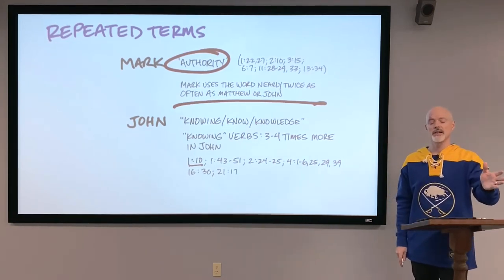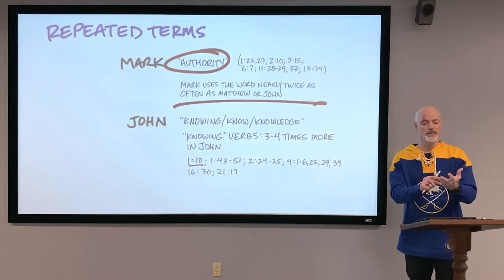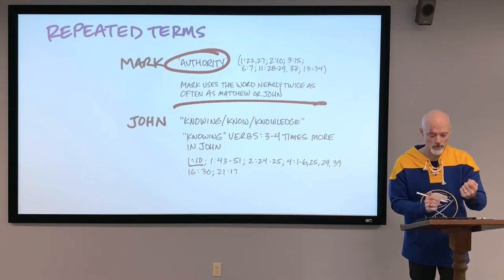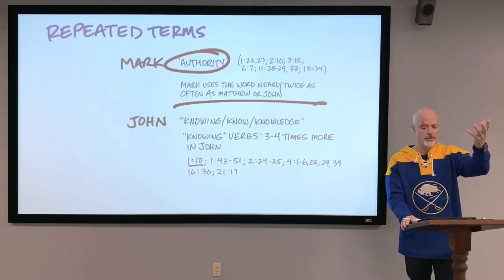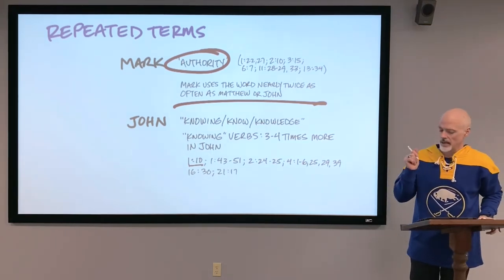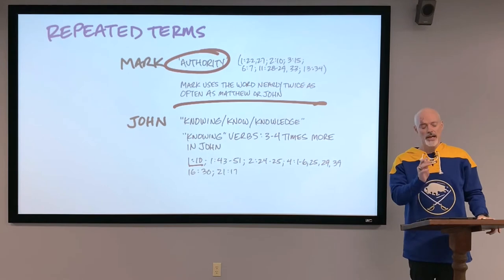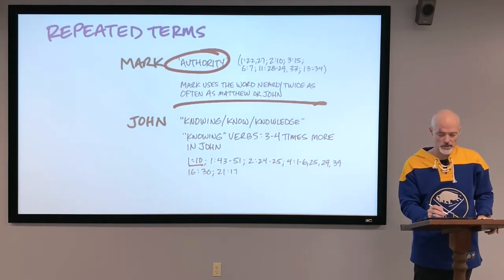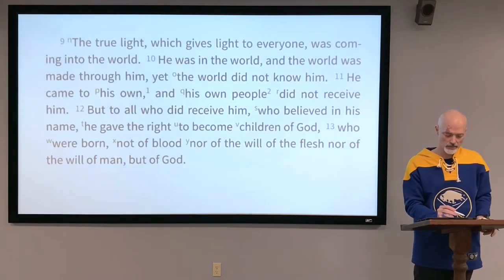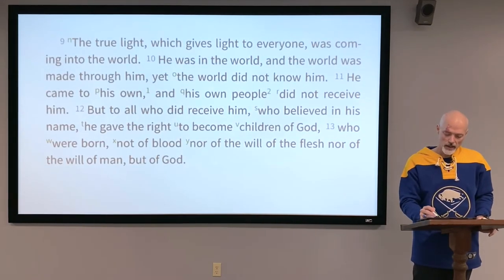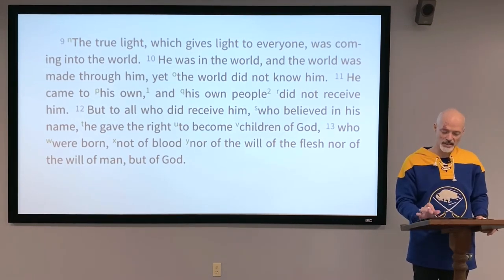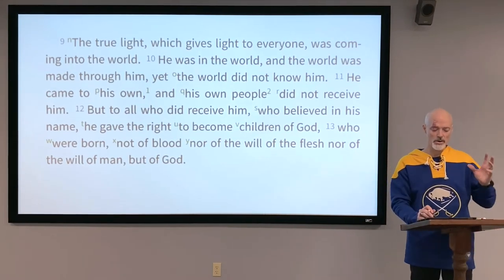In John, and not only in his gospel, but in his letters, in 1st, 2nd, and 3rd John, you see the word know or verbs of knowing come up over and over. Knowing verbs come up 3 to 4 times more in John than in the other Gospels. For example, Jesus knowing. Look at the prologue, chapter 1, verse 10: he was in the world, and that's another term John uses a lot, the world. He was in the world, and the world was made through him.